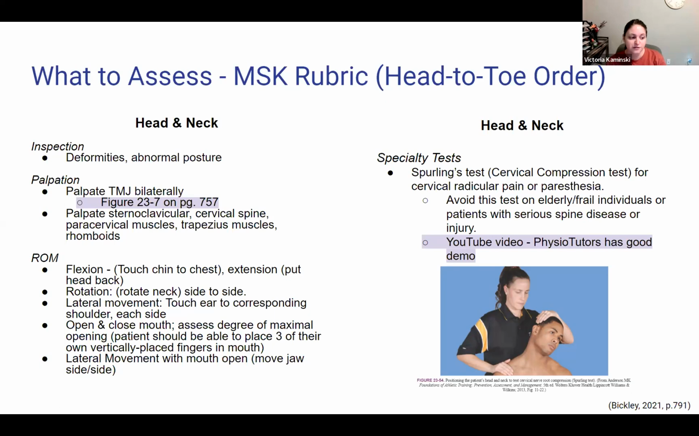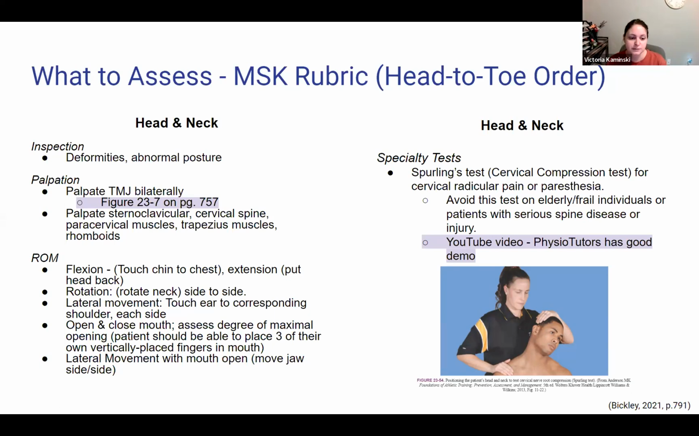With range of motion: flexion, so touching the chin to the chest; extension, putting the head back, is hyperextension; rotation, rotating the neck side to side; lateral movement, touching the ear to the shoulder side to side; and opening and closing the mouth to a degree. Basically what you should be able to see is that the patient is able to hold 3 fingers vertically and open their mouth, and that their jaw does not clamp closed or that they are not having difficulty opening. Then lateral movement with the mouth open, moving the jaw side to side.